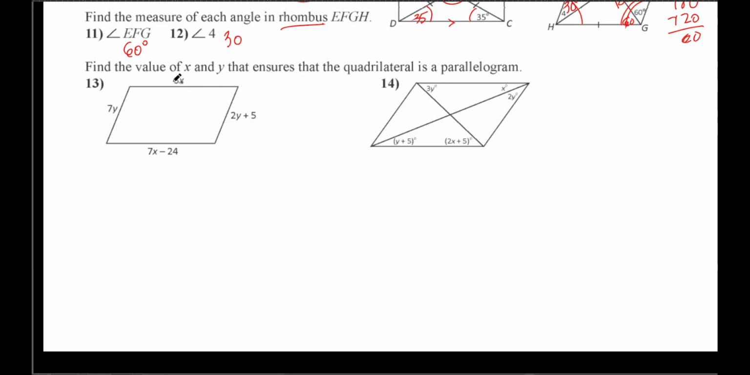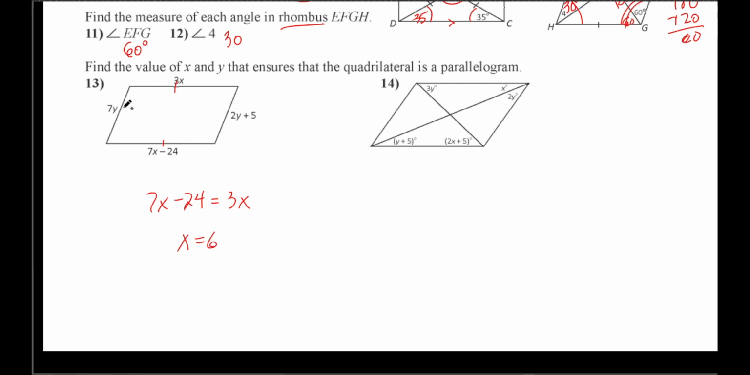All right, let's do this one. Find the values of x and y in order to make it a parallelogram. So in order to make it a parallelogram, this side and this side would have to be equal to each other. So let's set them equal to each other. That's all you do. It's really simple. A lot of people just left this blank, and it's such a basic algebra problem. You just have to know that they're equal to each other. So 7x minus 24 equals 3x. Do the math, and you get x is 6.